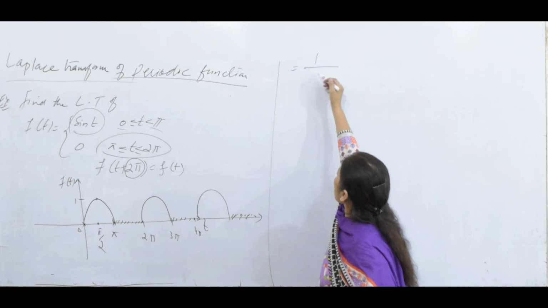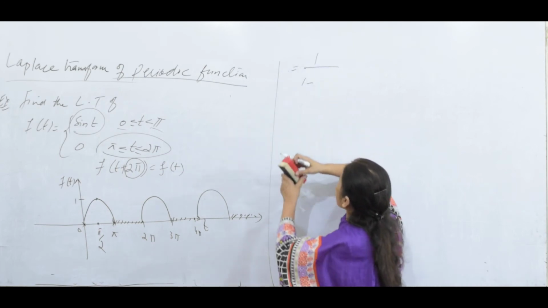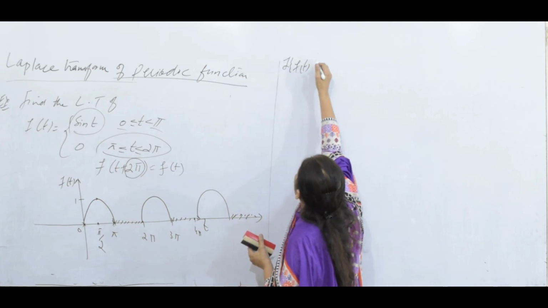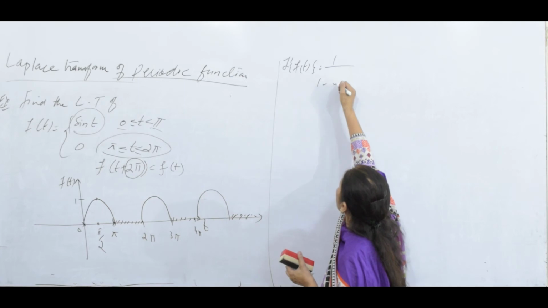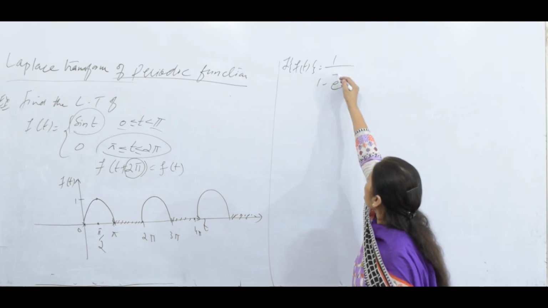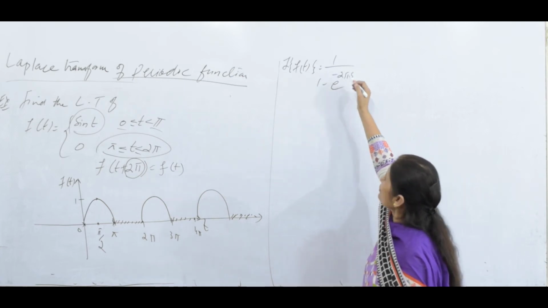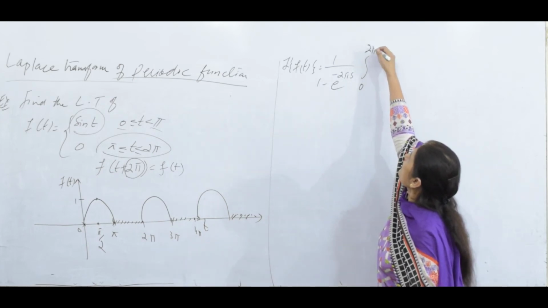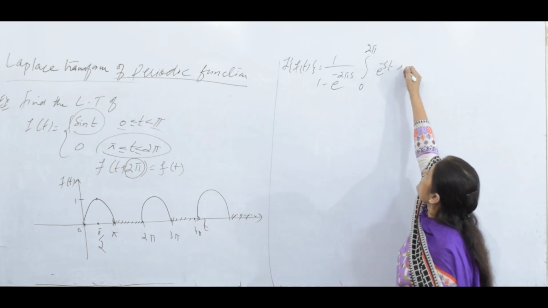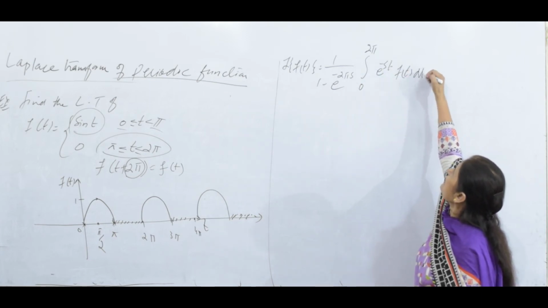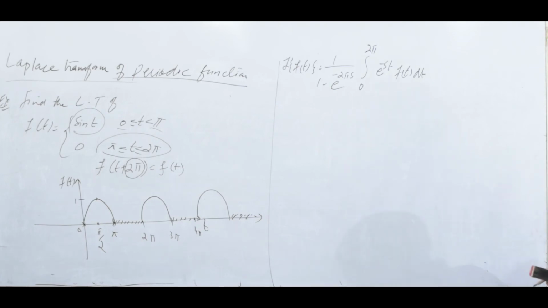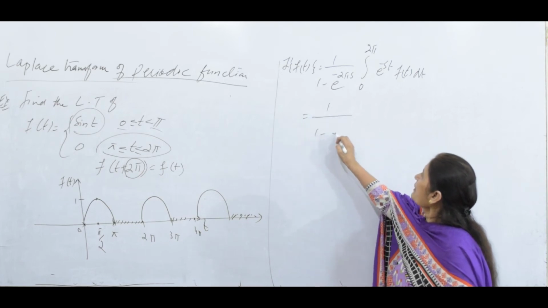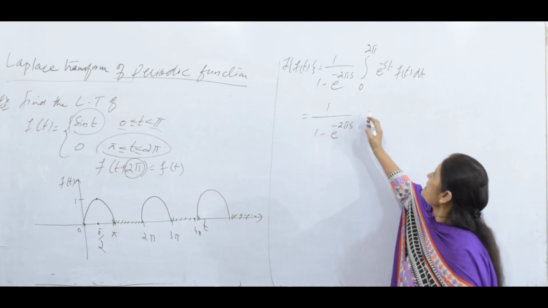So let me solve. The Laplace transform of a periodic function is 1 minus e to the minus ps, where p is 2 pi, so 1 minus e to the minus 2 pi s, because minus ps is in the formula, times the integral from 0 to 2 pi of e to the minus st f(t) dt. This is going to be the formula. Now 1 minus e to the minus 2 pi s stays as it is.